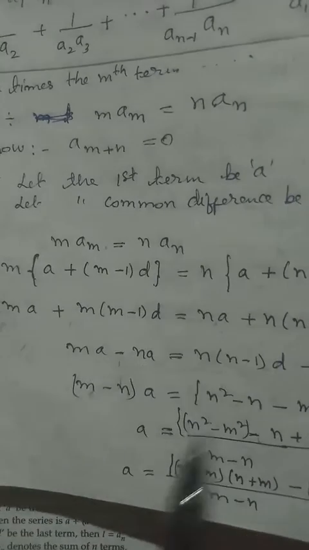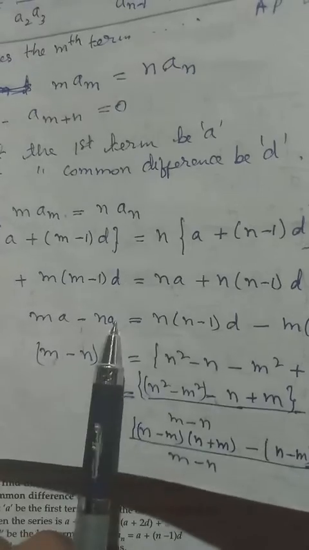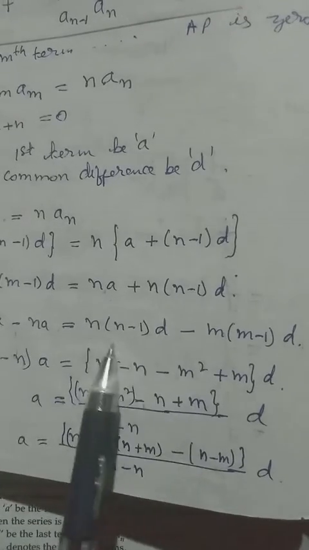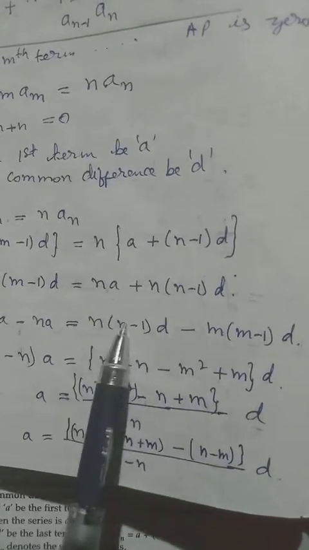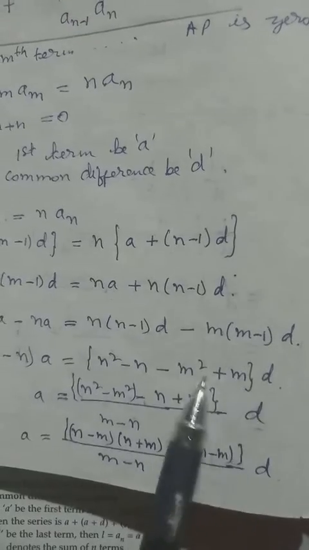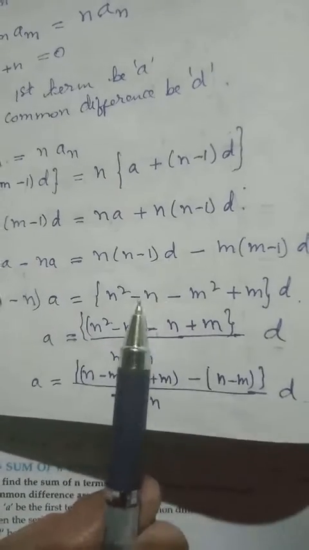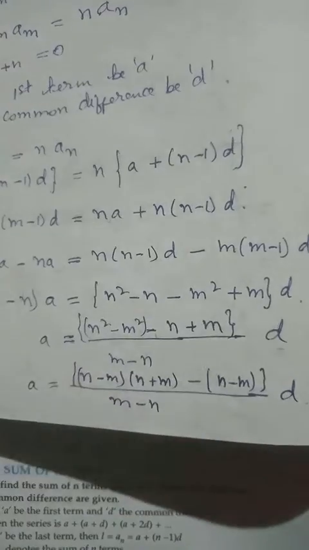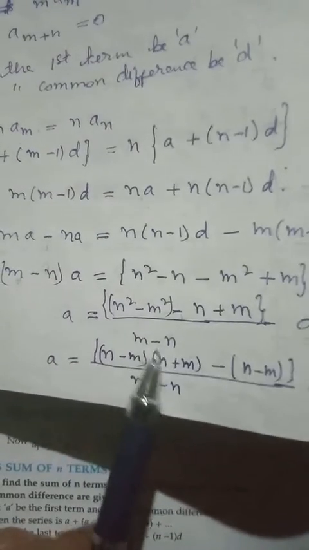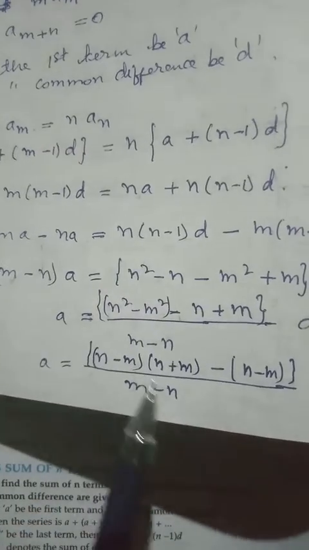Nothing is common, so we can bring a to one side and d to the other side, because we need to find a and d in order to get the other term. Here m a is common, so we take it common and we are left with m minus n. Here we have d common, so n into (n minus 1) minus m into (m minus 1), which gives n square minus m square, minus n plus m, whole times d. So we arrange n square minus m square, then minus n plus m. We want only a, so m minus n we bring down. Here we have the formula n square minus m square, so apply the formula a minus b, a plus b.